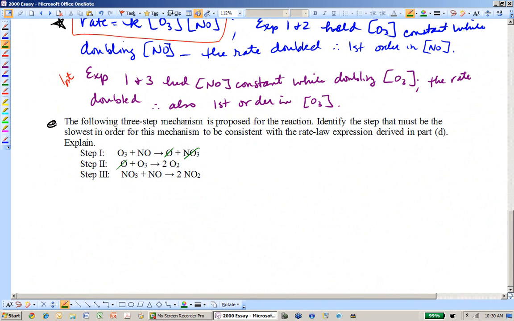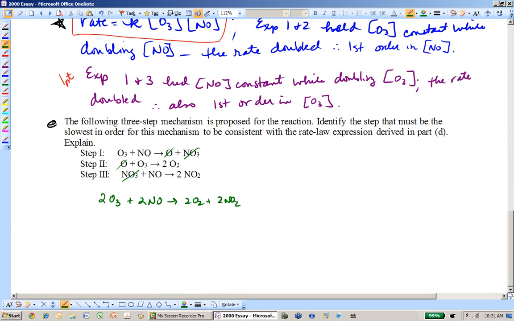NO3 is an intermediate, also formed and drops out in a subsequent step. So I get 2 O3s plus 2 NOs yields 2 O2s and 2 NO2s, which simplifies to my original equation. So the stoichiometry is indeed respected, and that means that it's worth analyzing further.